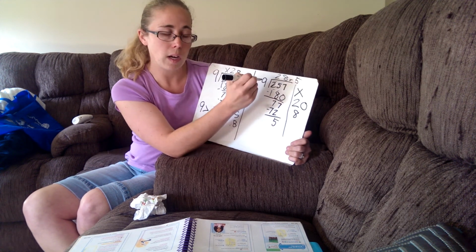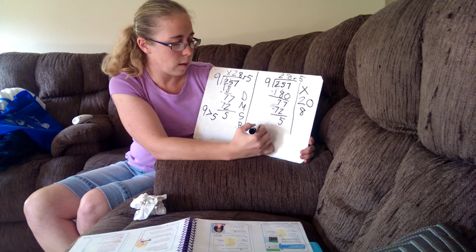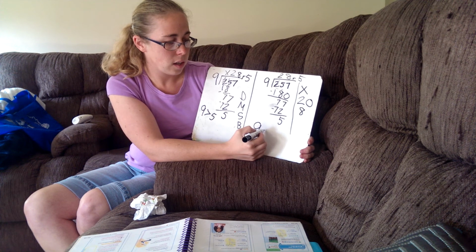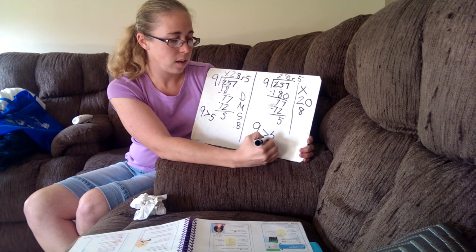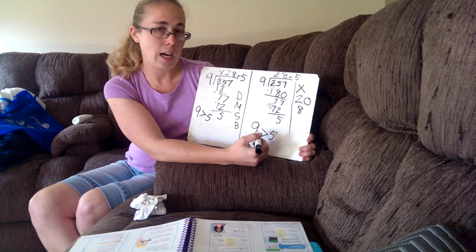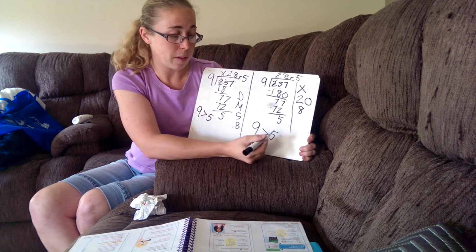But even if you do it this way, you still have to make sure that you check and make sure that your divisor is greater than your remainder. If it's not, then you missed dividing it by one more time, or maybe 2 more times, depending on how much bigger it is.